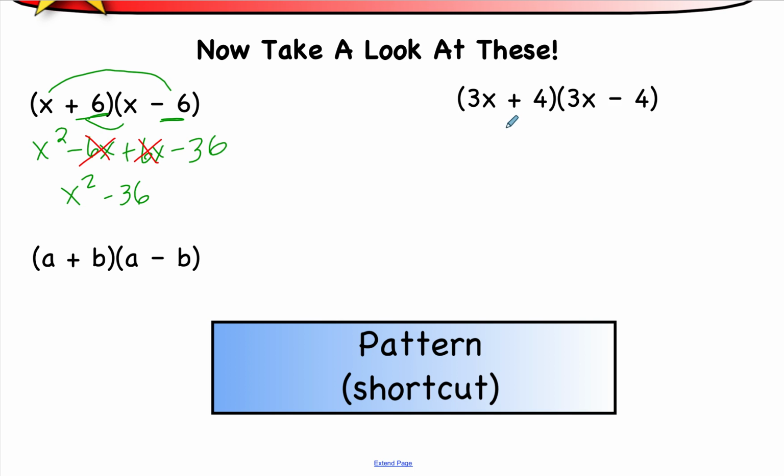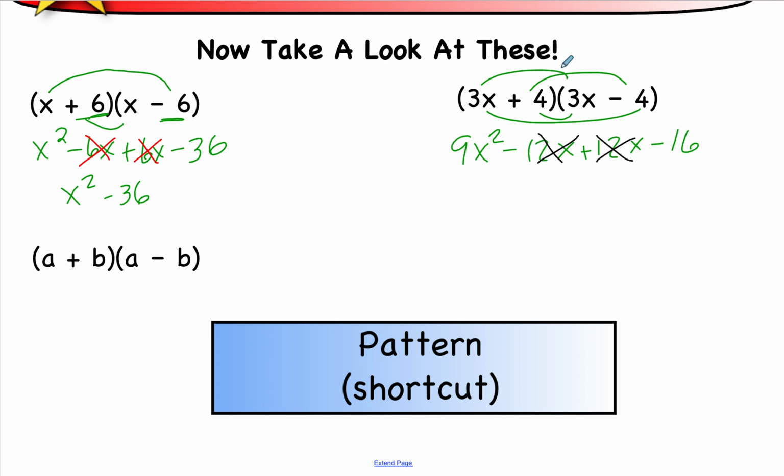How about the one on the right? What happens here? First terms, okay, so these are exactly the same, except they have different signs. First terms gives us 9x squared. Outside term gives us minus 12x. Inside term is plus 12x. And our last terms, plus 4 times minus 4, is a minus 16. And again, we can see the plus 12x and the minus 12x add to 0. So we're left with 9x squared minus 16.